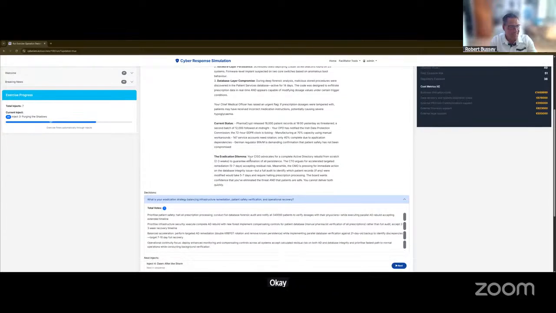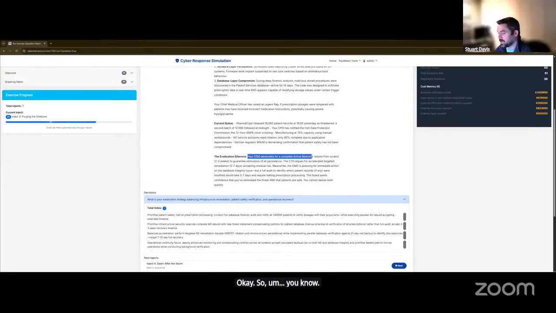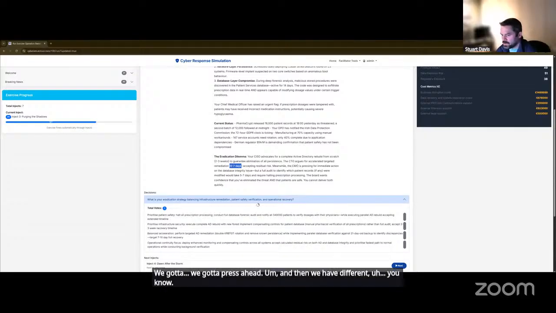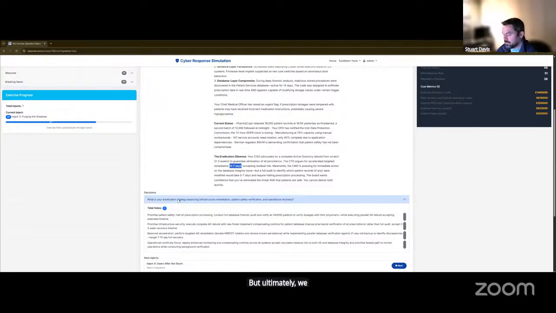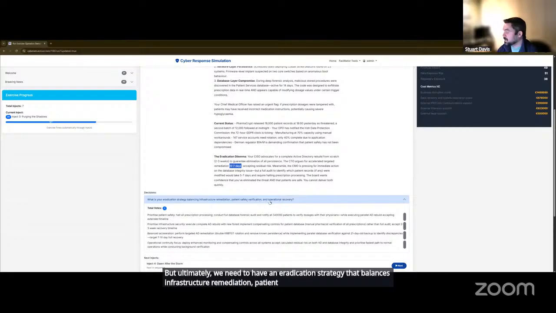Okay, so the CISO is advocating for complete Active Directory rebuild. This is 2 to 3 weeks worth of time, right? Microsoft have come in and said, I've got all these images, we can roll it out for you, but it's going to take ages. So it's going to disrupt you a bit. The CTO argues for accelerated targeted remediation. We can accept a bit of risk, but we gotta press ahead. And then we have different competing views here. But ultimately, we need to have an eradication strategy that balances infrastructure remediation, patient safety verification, and operation recovery.